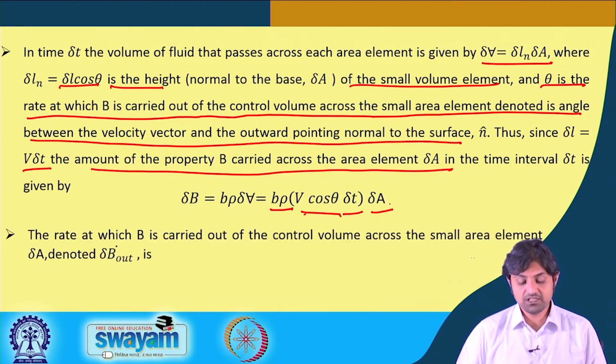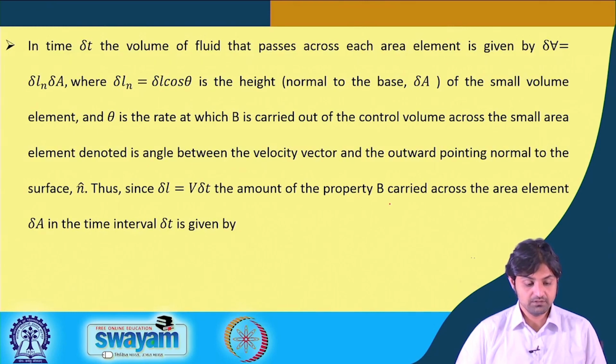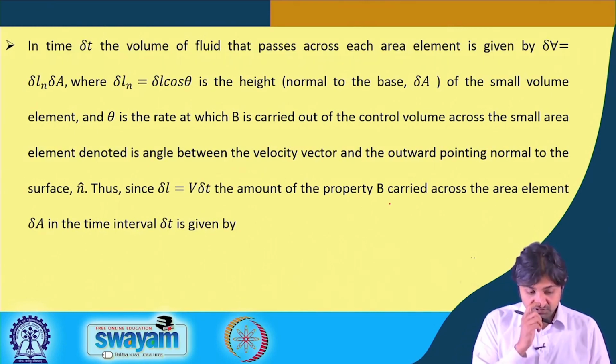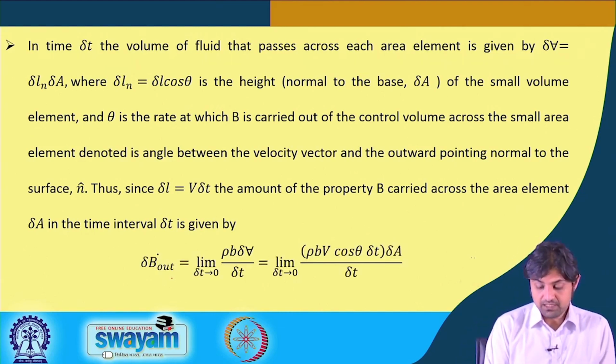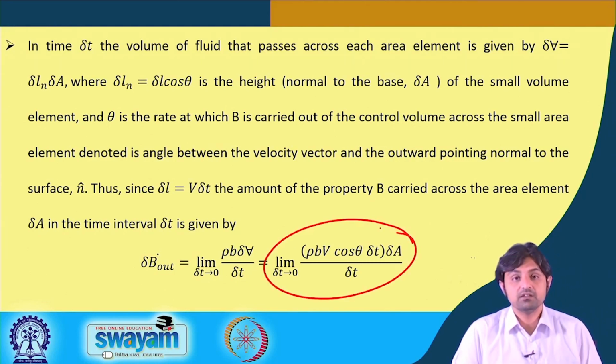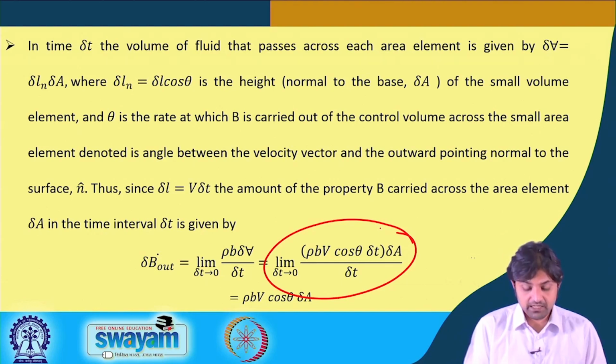The rate at which B is carried out of the control volume across the small element area delta A, denoted by delta B out, is given by rho B delta A delta t, or rho B V cos theta delta A by delta t. That is rho B V cos theta delta A.